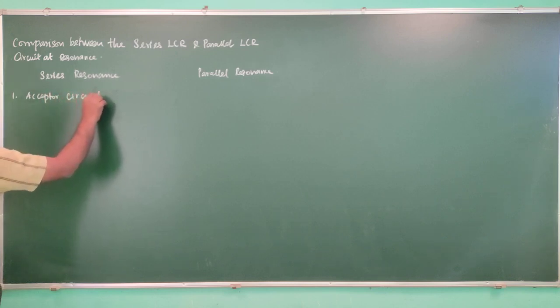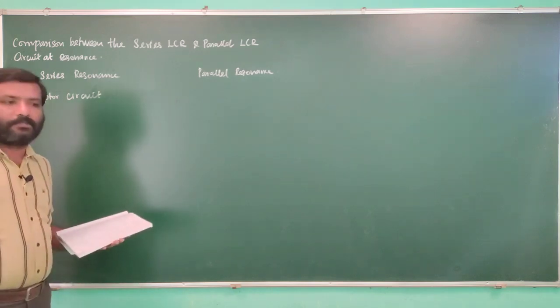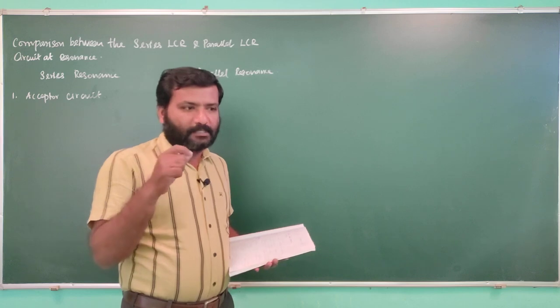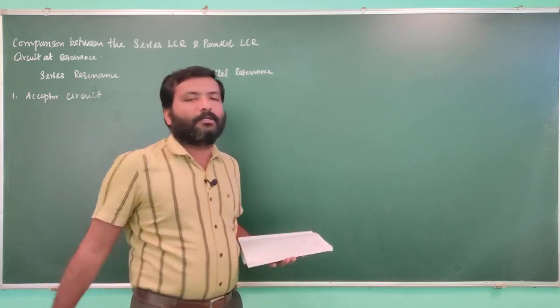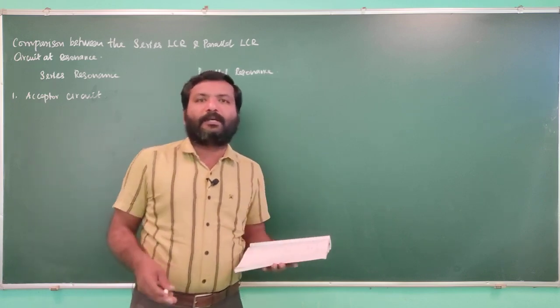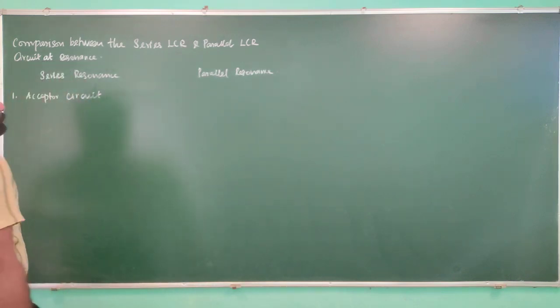Point number 1, series resonance is an acceptor circuit. The series LCR circuit at resonance is an acceptor circuit. That is, at resonance the selected frequency can be separated out, and that could be used for useful purposes like tuning the particular frequency in a radio tuner, right? That is the series resonance.